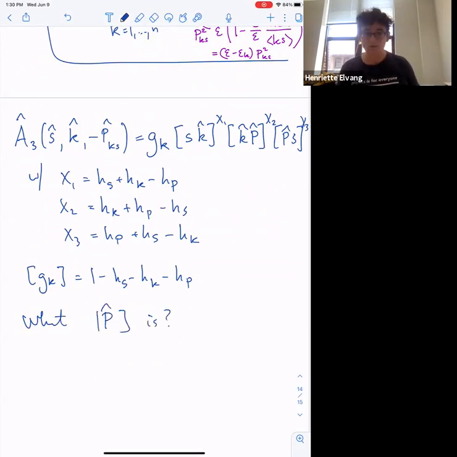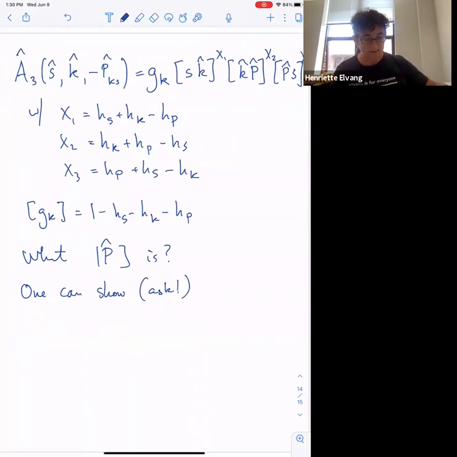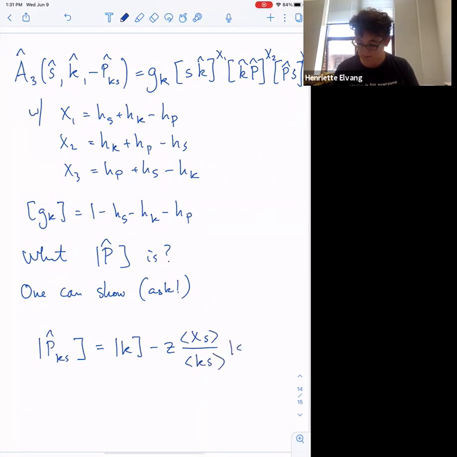I'm happy to show you the calculation if there are questions about it afterwards, but for now, let me simply give you the answer. So one can show, and you can feel free to ask if you'd like to see the details, that P hat KS square bracket is equal to K minus Z times XS divided by KS times S square bracket.